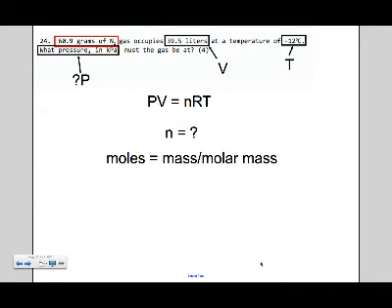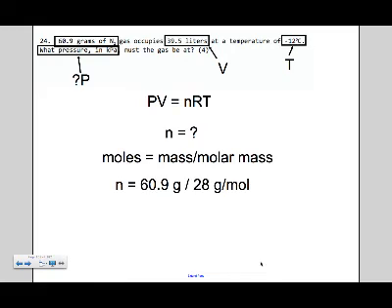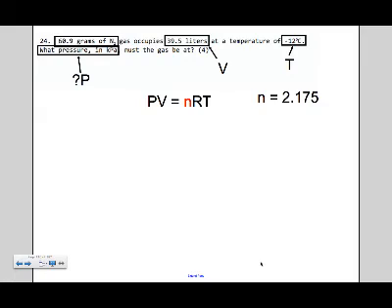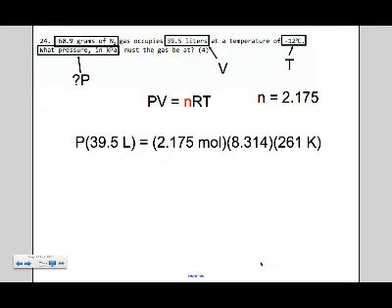We can use the number of grams to find the number of moles because the mass divided by the molar mass of an element or compound is equal to the number of moles. So we can take the grams we were given and convert that to moles, and then we can use that in our ideal gas equation above. So we're given 60.9 grams. The molar mass of nitrogen gas, N2, is 28 grams per mole. Divide that out and you get 2.175 moles. Now we can go up and solve the ideal gas law up here.